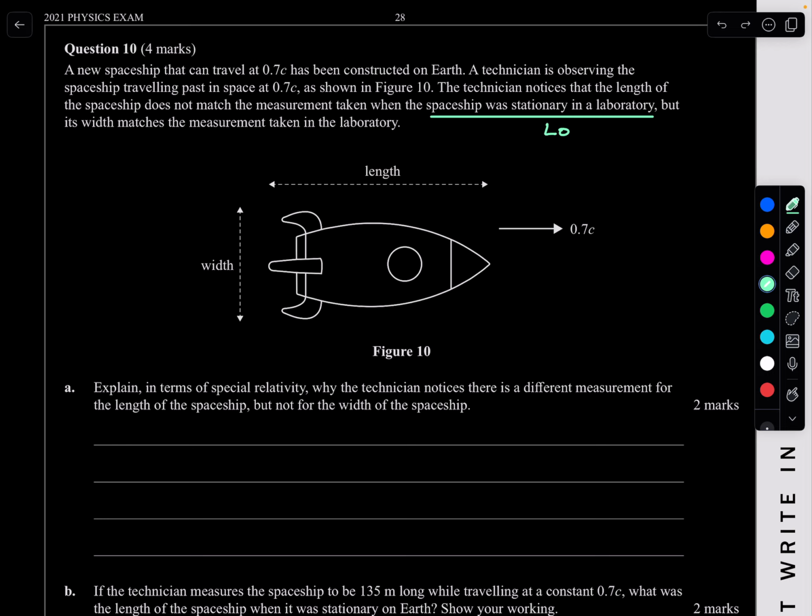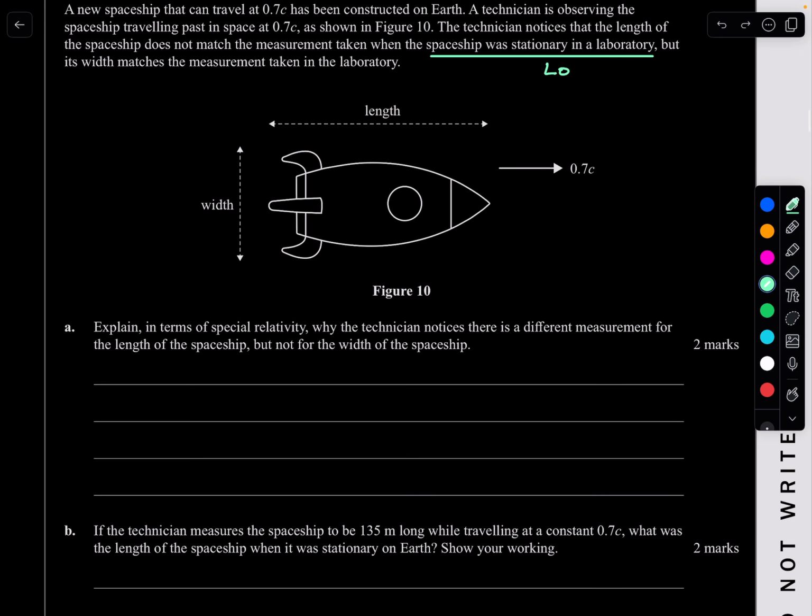Beautiful. Of course, let's understand why the width doesn't change. It's because remember, length contraction only occurs in the direction of motion. For example, can you see how this is going to the right? And can you see how length is parallel to the direction of motion, which is going to the right? Whereas if you look at your width, it's actually perpendicular to the direction of motion and hence doesn't get affected. Remember, length contraction only happens in the direction of motion, which is our length in this case. So this here will be contracted when it's traveling, whereas this one will stay the same.